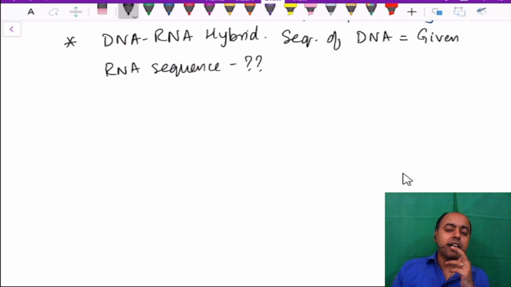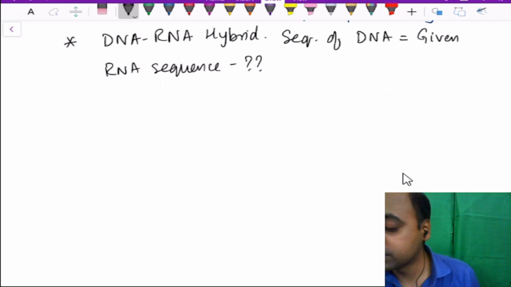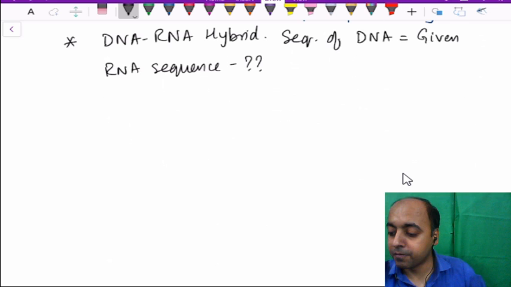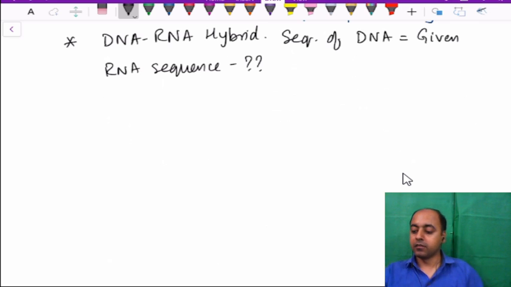A molecule has been given, which is a DNA-RNA hybrid. One of the strands is DNA, one of the strands is RNA. We are providing you the sequence of DNA. What is the sequence from 5' to 3' end? Can you tell us the sequence of RNA in a particular direction, maybe from 5' to 3' end? Is the information given enough for determining the sequence of RNA or not? Can anyone tell me?